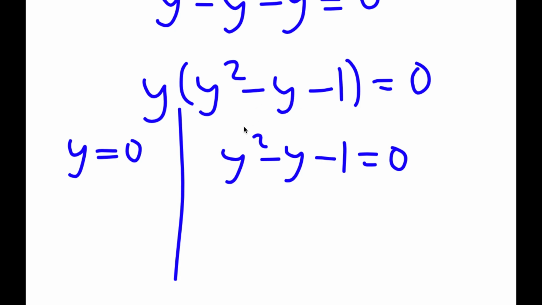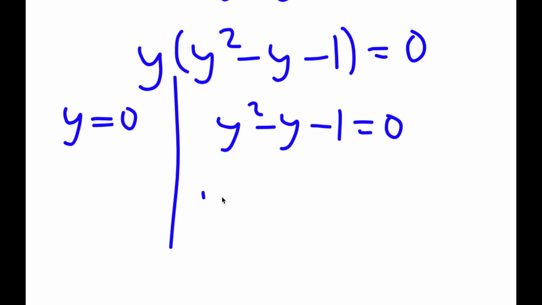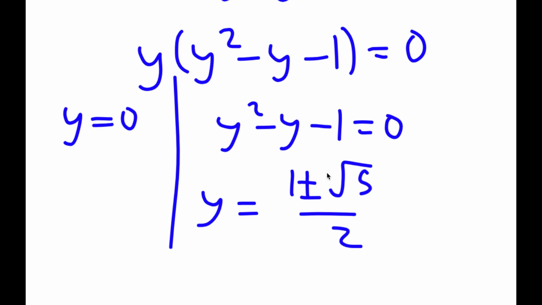So for y squared minus y minus 1 equals 0, I'm going to use the quadratic formula. And if you do end up doing it, you should get y is equal to 1 plus or minus the square root of 5 over 2.